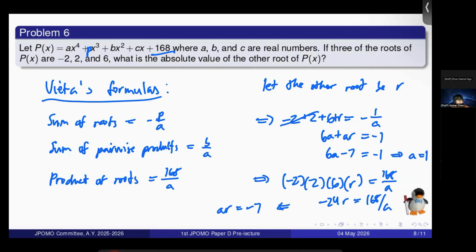So after all, the polynomial is monic. From there, the product of the roots is indeed 168, or we can use the sum here. But if we use the product, we get that r is 168 over negative 2 times 2 times 6, and that gives us negative 7. Since we're asked for the absolute value, the answer here is 7. Questions?